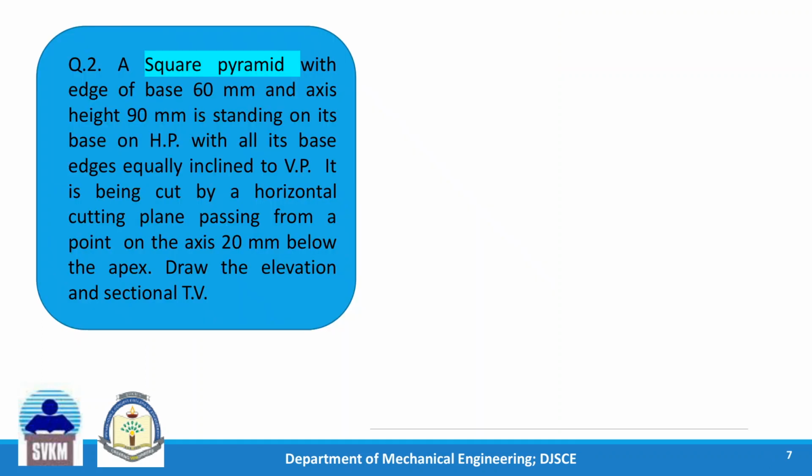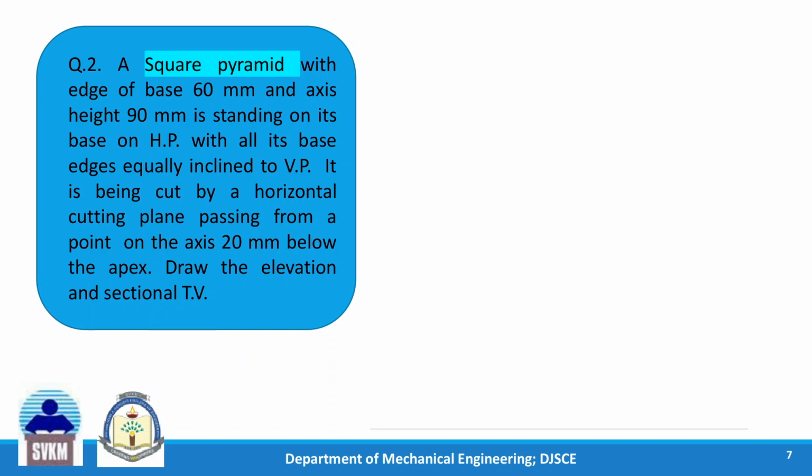Let us take this example now. A square pyramid with edge of base 60 mm and axis height 90 mm is standing on its base on HP with all its base edges equally inclined to VP. It is being cut by a horizontal cutting plane passing from a point on the axis 20 mm below the apex. Draw the elevation and sectional top view.